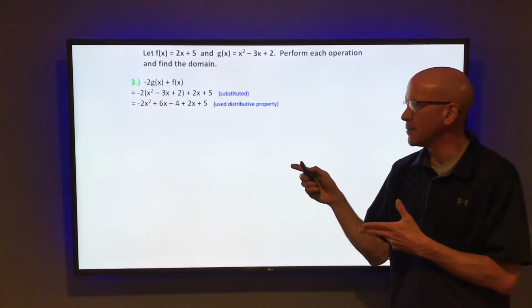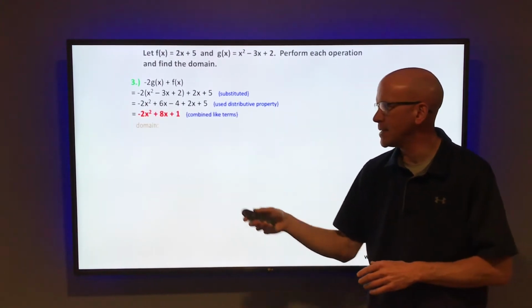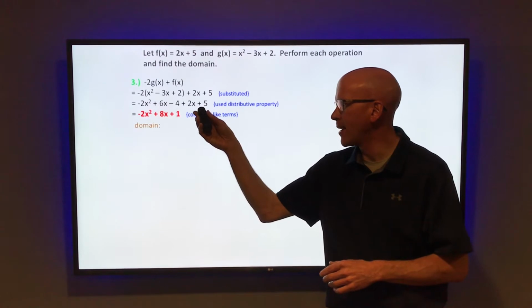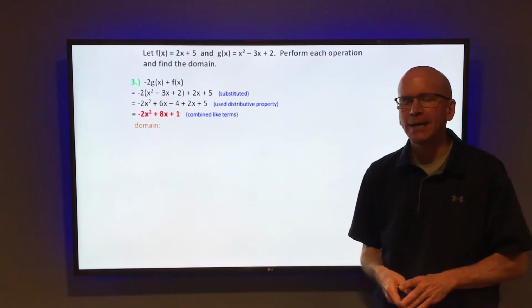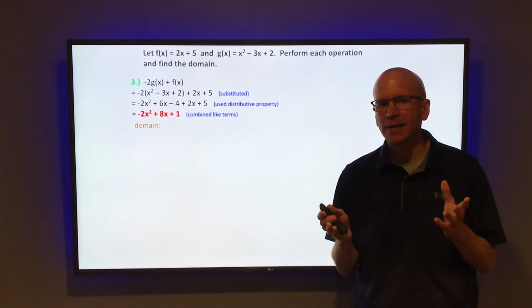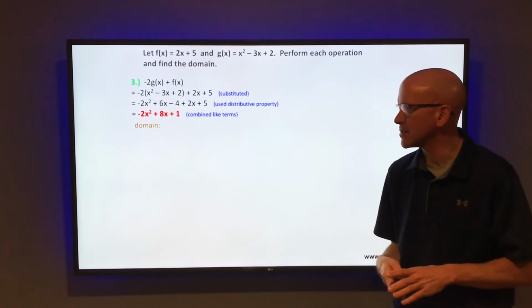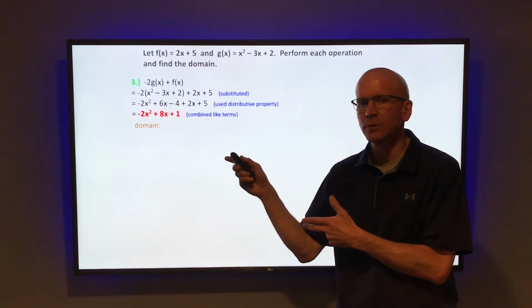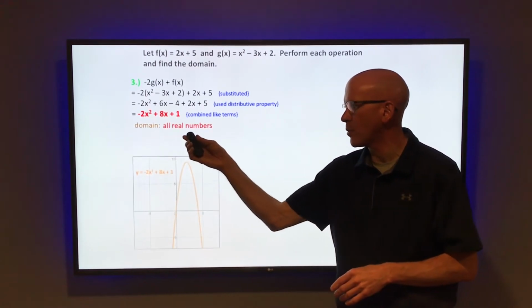Go back through and combine the like terms. Like terms would be 6x and 2x. If you combine those, that is 8x. Also negative 4 and 5, that makes 1. So the final result there is negative 2x squared plus 8x plus 1. Now when you state the domain, you're looking for any restrictions on the domain, the x values. So any square root signs, any fractions, those would cause the restrictions on the domain. There are no square root signs, no fractions, therefore no restrictions on the domain. So the domain would be a set of all real numbers.